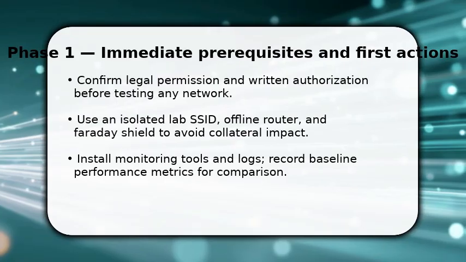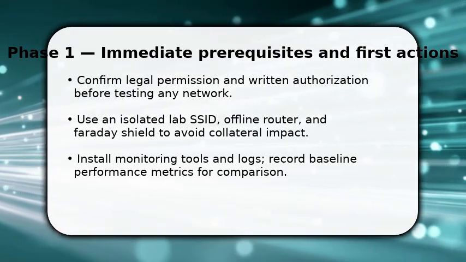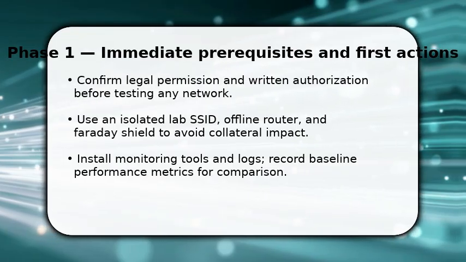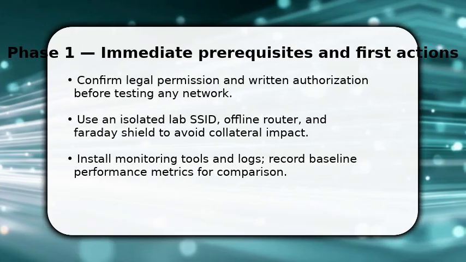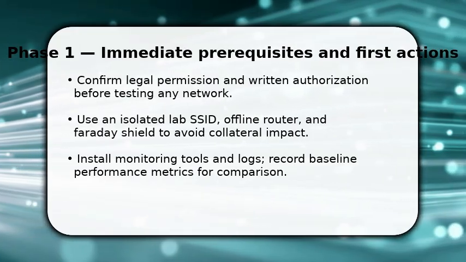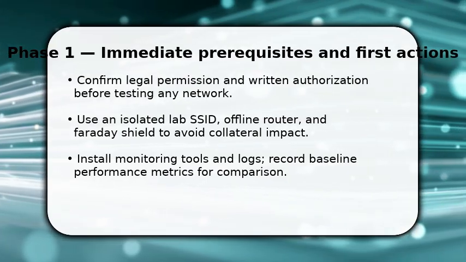You begin by setting strict boundaries, get written authorization, and understand local laws. Once done, isolate the gear in a lab, use a dedicated router and a shielded area to prevent collateral outages. Make sure to capture baseline logs and traffic metrics so you can compare changes later.